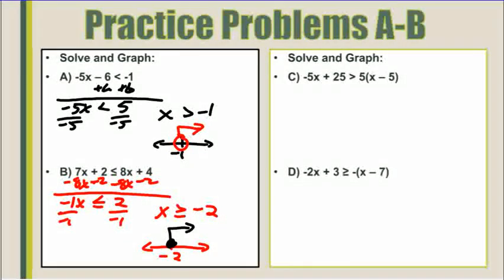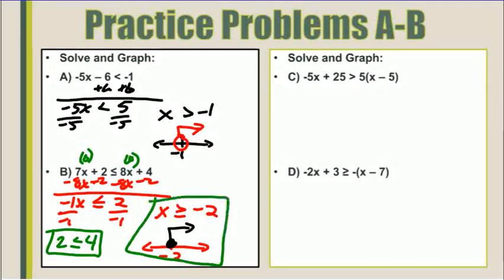And just to make sure that I did it correctly, I'm just going to pick a number that's greater than or equal to negative 2. I'm going to choose 0. 0 is greater than negative 2. So if I put a 0 in for x, I would have 7 times 0 is 0. 0 plus 2 is 2. 2 has to be less than 8 times 0 is 0 plus 4 is 4. This is true, so that means this has to be my answer.